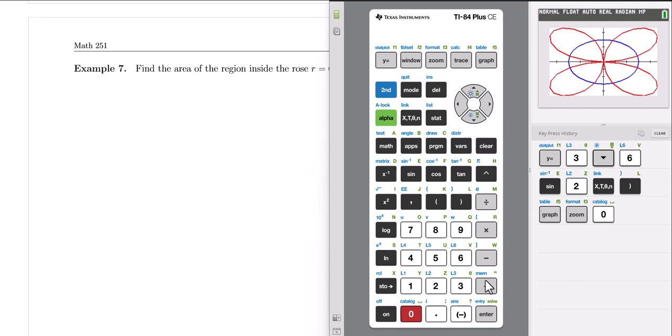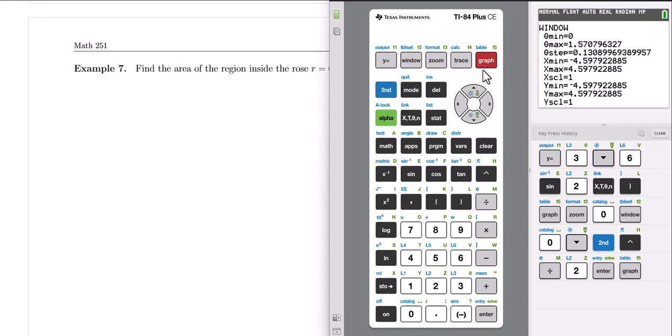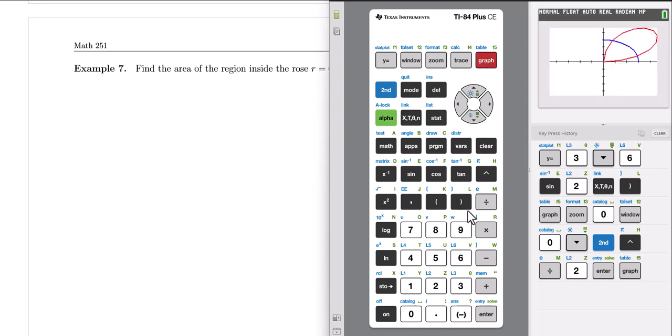So if I wanted only 1 rose, then I only need 1/4 of the interval. So 1/4 of 2 pi, or 2 pi divided by 4, should be pi over 2. So I'm just going to go ahead and change my window here from 0 to pi over 2. There we go. And let's see, graph, there we go. That's only one of the roses.